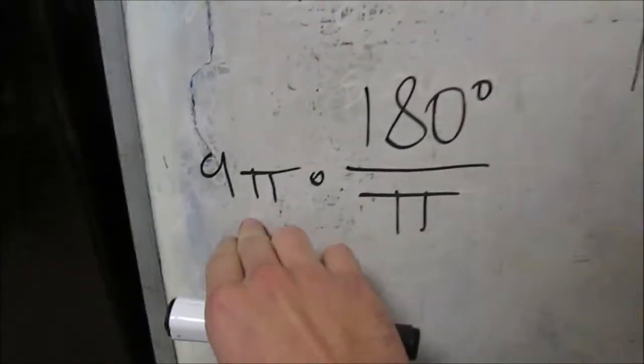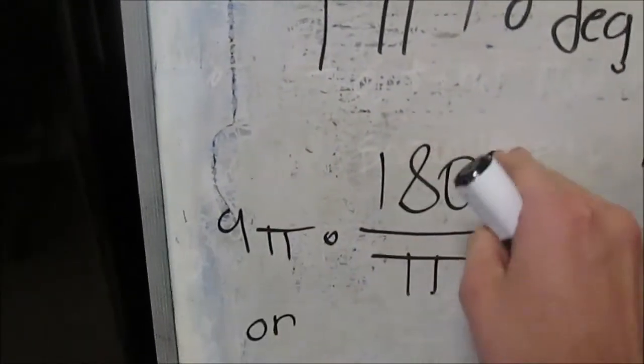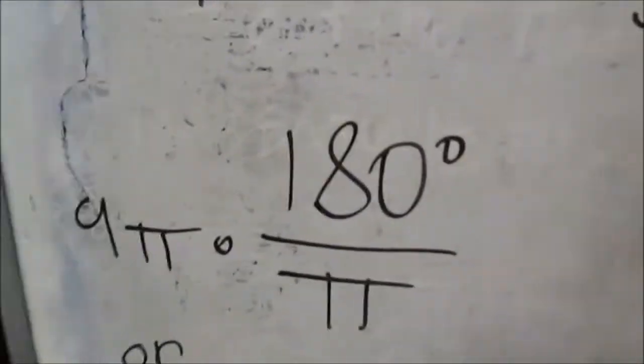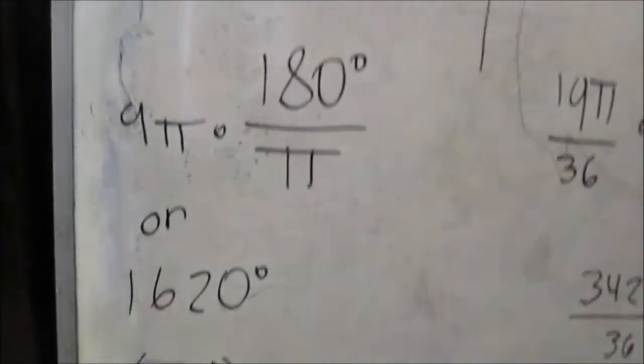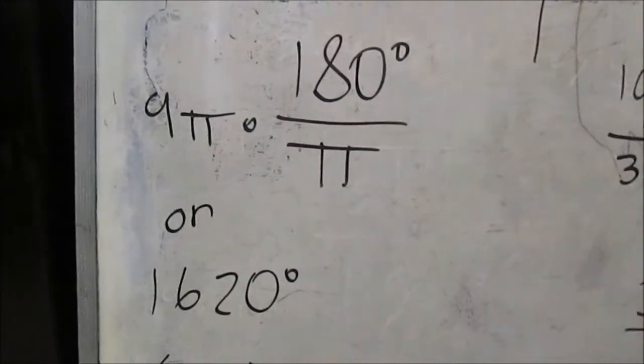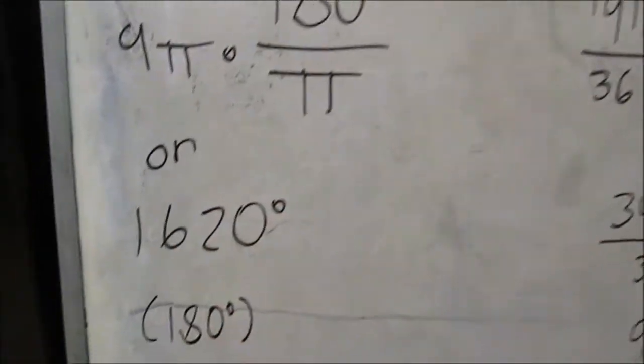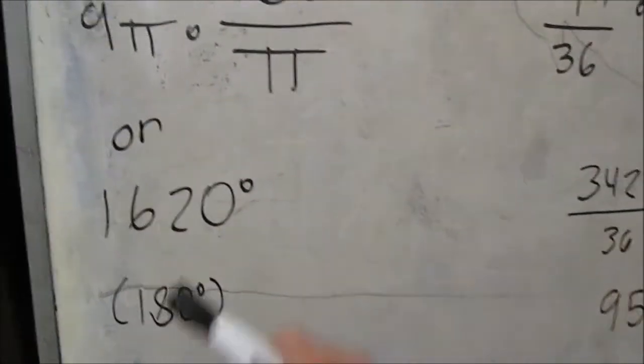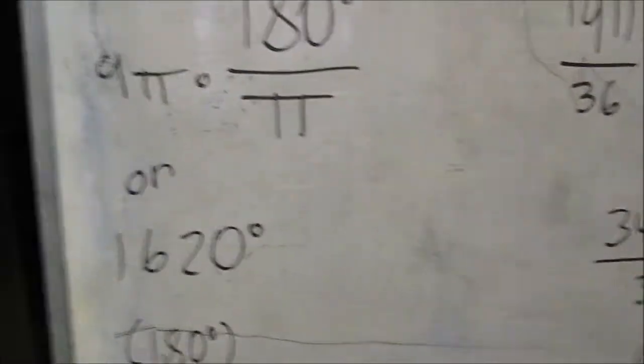The reason you're doing this is because you want the pi's to cancel out, because there'd be a pi on top and a pi on the bottom. So 9 pi multiplied by 180 is 1,620, which is going around 4 times and ends up actually being 180 degrees. But you want to write down 1,620 as your answer.